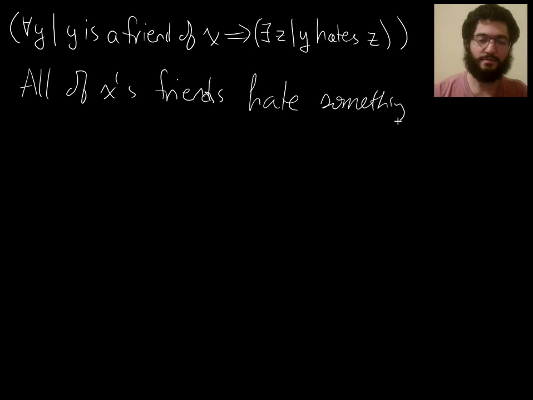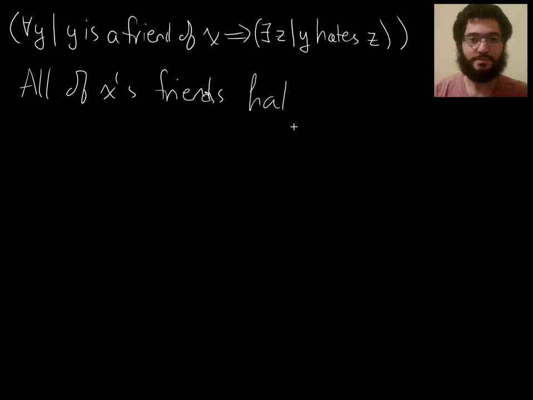Now, that's kind of ambiguous. It's not clear whether it's saying there's this one thing that all of x's friends hate, or if each of x's friends has at least one thing that they hate, but they could be hating different things. It's actually the second one. So maybe to resolve that ambiguity, I could say it has something that they hate. All of x's friends have something that they hate.